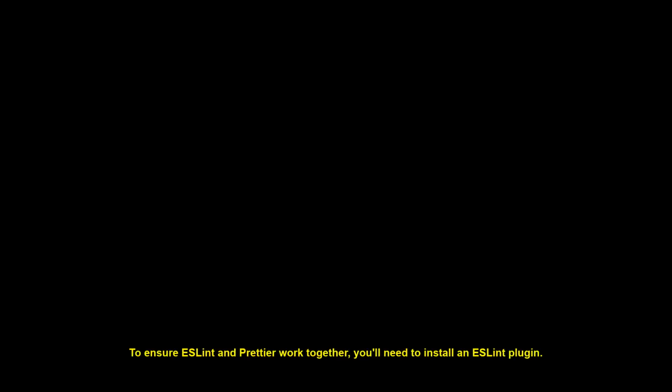To ensure ESLint and Prettier work together, you'll need to install an ESLint plugin. Run npm install eslint-config-prettier eslint-plugin-prettier --save-dev. Now, update your ESLint configuration file to include the Prettier plugin. Add plugin:prettier/recommended to the extends section of your .eslintrc file. Save your changes to the configuration file.